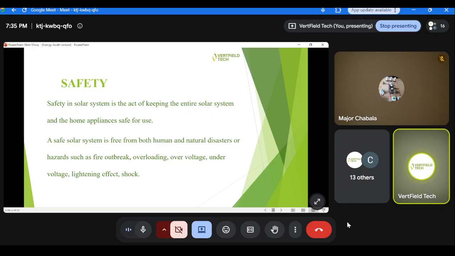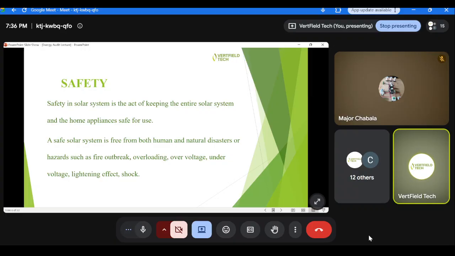Now, finally, we are at the part on safety. Remember, we said solar energy audit does three things for you. It helps you to prevent oversizing of your system, it provides safety and security to your system, and it also saves you cost. We have talked about how it saves you cost and how it helps prevent oversizing of your system. Now, safety, as it concerns the solar system, is keeping the entire solar system safe. Not just the entire solar system, it is also keeping your home appliances and you yourself, the operator, the end user, safe from harm and from damage.